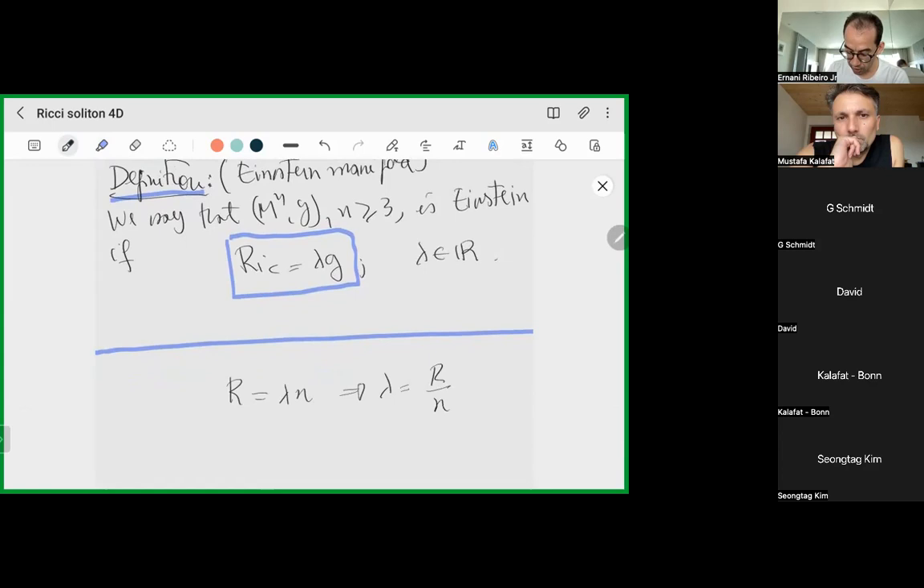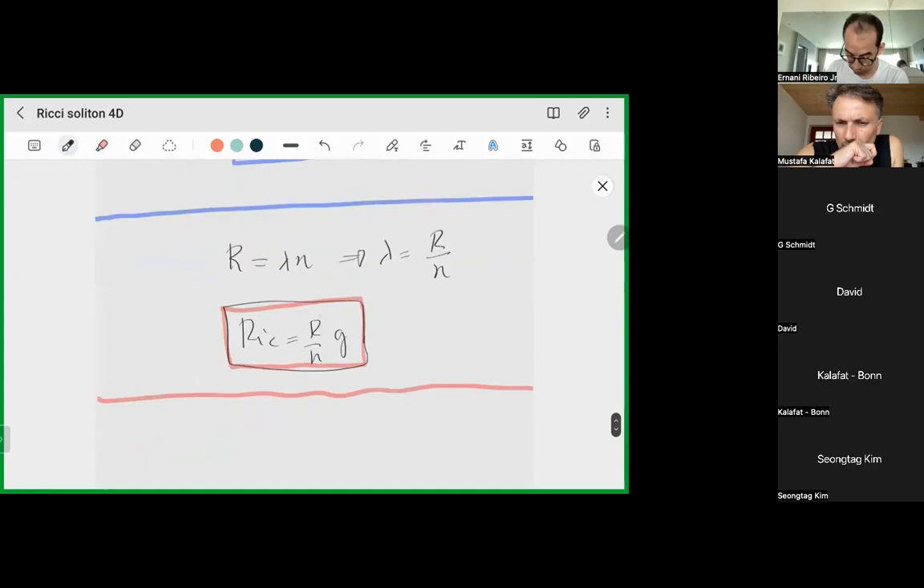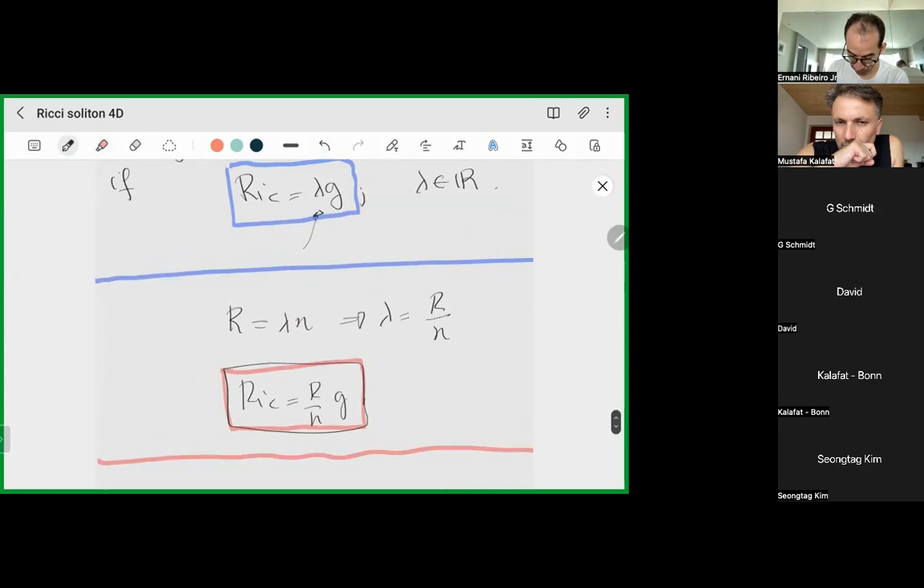Then it's much more common to look for the Einstein equation in this way. It's much more common to define Einstein metrics to be a Riemannian manifold such that this equation holds. Of course, they are equivalent. And then the sign of the scalar curvature provides a sign on the value of lambda.